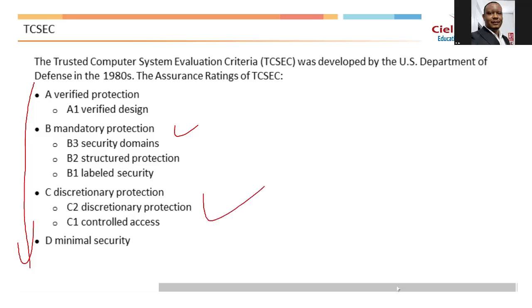Then the C is now referred to as discretionary protection. Again, you have C1 and C2. D is now the minimal security. So this is the lowest level of security. This is usually assigned to systems that don't meet any higher level security at all. So if any system doesn't meet any of those higher levels, it is usually classified as D. It simply means that that particular system may have vulnerabilities and doesn't meet some of these security standards or requirements.